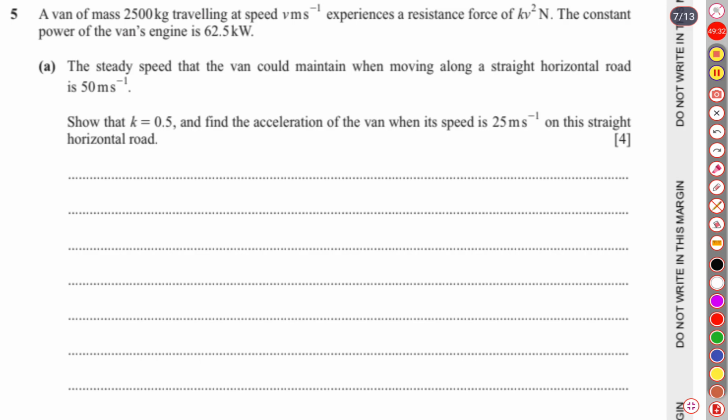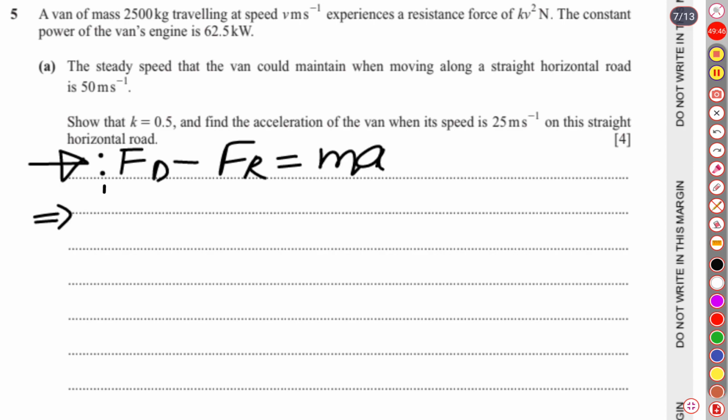So let's start applying Newton's law of motion. Driving force minus resistance force is equal to mass times acceleration. How much is the driving force? You know driving force is equal to P over V, power over velocity, minus the resistance to motion, which is already given as kV squared. As it is traveling across a horizontal road, weight is already resolved, equal to 0, because we are trying to find the constant, steady speed.